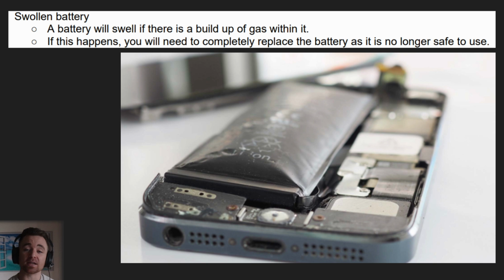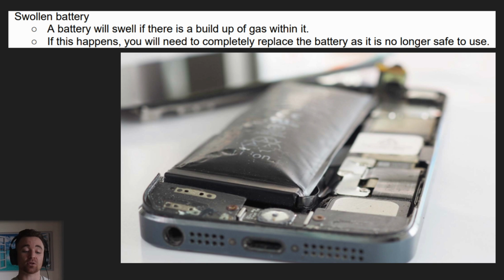A swollen battery is a very, very serious issue. If your phone is being puffed out, it's likely due to a swollen battery, which looks like this on the screen here, as we can see. Now, if this is the case, do not touch it. It's very dangerous. There's a buildup of gas within the battery. The general advice, and the advice you need to know for your exam, is that if this happens, you'll need to completely replace the battery as it is no longer safe to use. In fact, you shouldn't touch it and you should contact a professional.